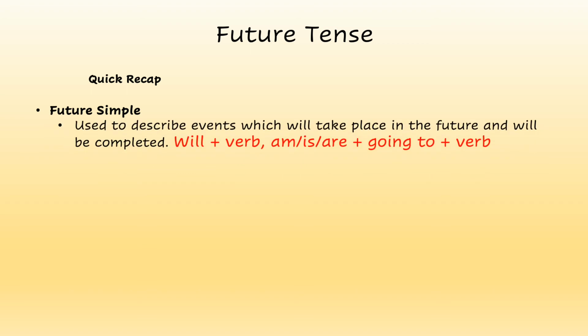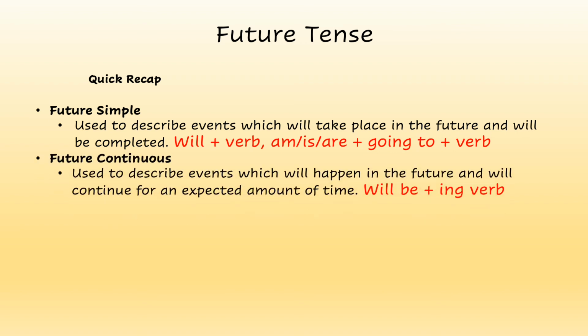So let's have a quick recap then on the future tense. Future simple is used to describe events which will take place in the future and will be completed. And the structure is will plus the verb, or am, is, are and going to plus the verb. Future continuous is used to describe events which will happen in the future and will be continued for an expected amount of time, with the structure will be and the ing verb.